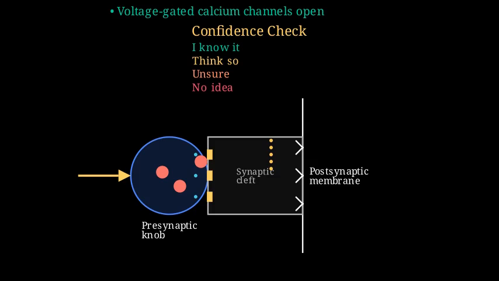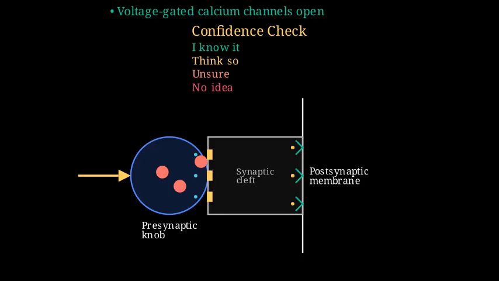Step 6. Once the neurotransmitter reaches the postsynaptic membrane, it binds to receptors. These receptors are like locks, and the neurotransmitter is the key. Binding can open ion channels and start a new electrical signal in the next cell. So the final event is neurotransmitter binds to postsynaptic receptors.